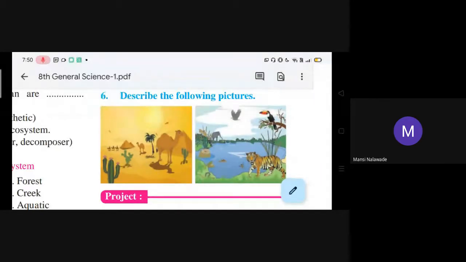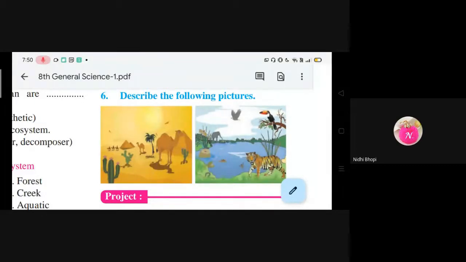The consumers of the desert are also limited. In the picture, the camel is shown, which is a primary consumer in the desert ecosystem. Camel is very well adapted for desert life. There is also scarcity of water in the desert, and hence cactus show suitable adaptation to survive in the desert. Yes. The second picture. Ma'am, can anyone describe?